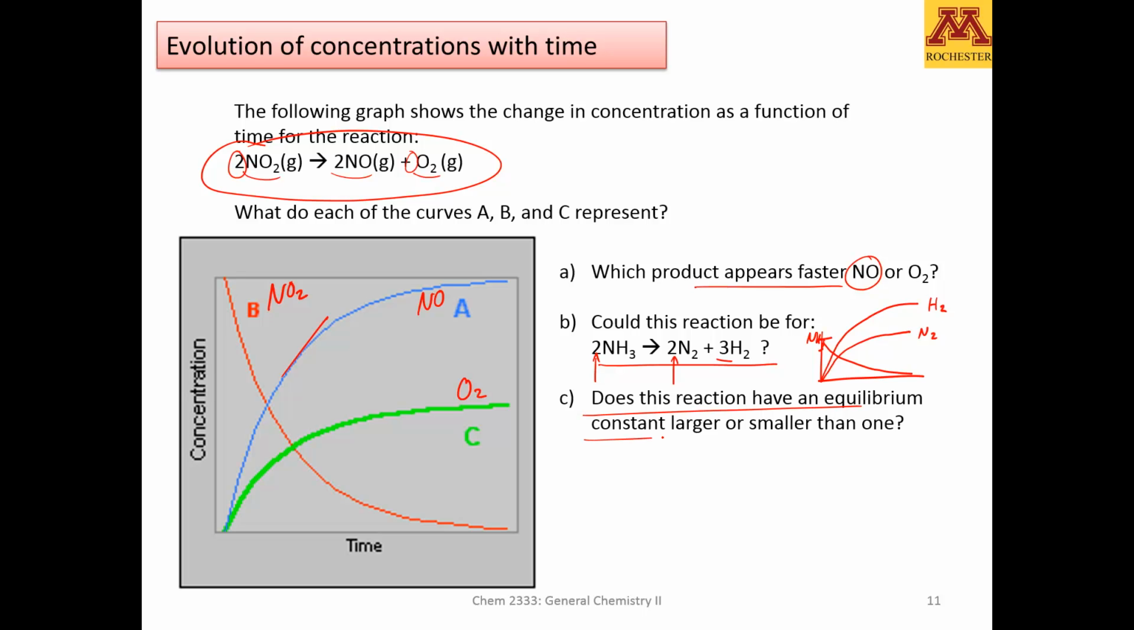A question that may help you connect with the equilibrium concept: does this reaction have an equilibrium constant larger or smaller than 1? Notice that in equilibrium, that is, at this point where concentrations remain constant, there are more products. The concentration of products at equilibrium is higher than the concentration of reactants at equilibrium. This means your equilibrium constant is larger than 1. You have a product-favored reaction. If the curves of products were always below the curve of reactants, we would be in the case of a reaction with an equilibrium constant smaller than 1.